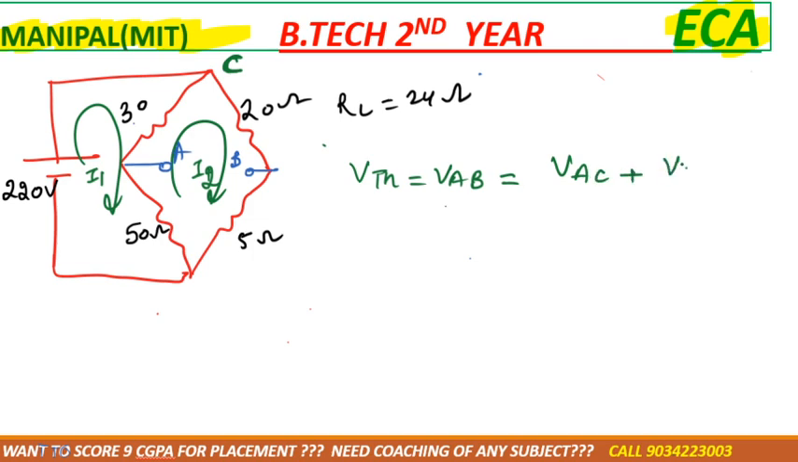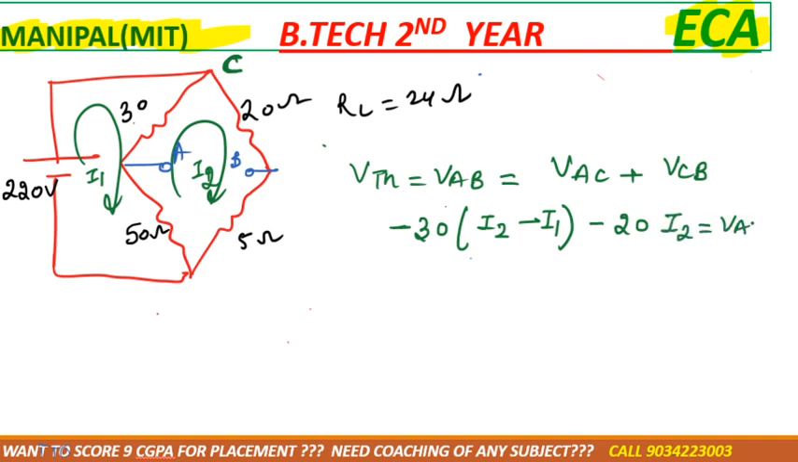VAC plus VCB, right? So that must be minus 30 I2 minus I1 minus 20 I2 is equals to VAB. Yes or no? Why did I take I2 minus I1, not I1 minus I2? Because I2 is moving from A to C, right? Clear?